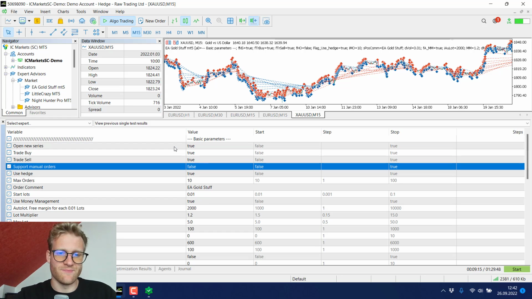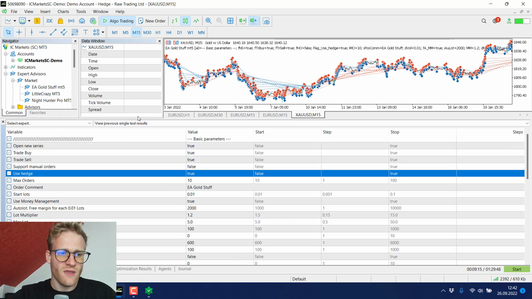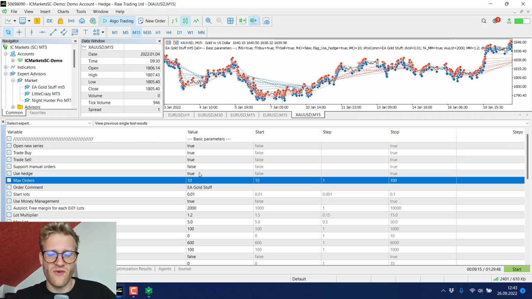Then you can say if you want to support manual orders, like the orders that you placed by yourself. This, of course, again doesn't make sense in the strategy tester. You can say use hedge. I believe this means that you can open buy and sell positions at the same time, and you can define the maximum amount of orders in one direction or for a series, I believe.